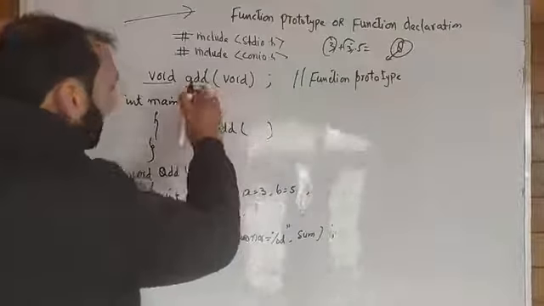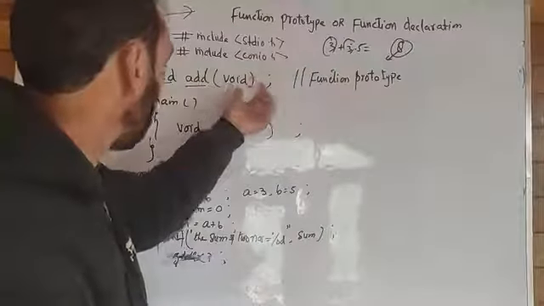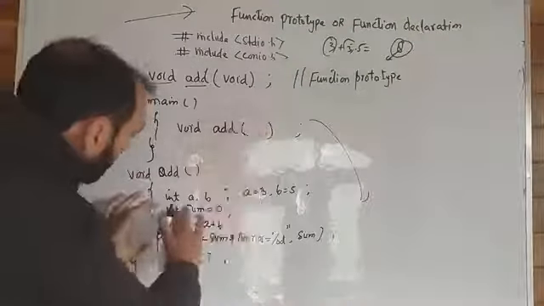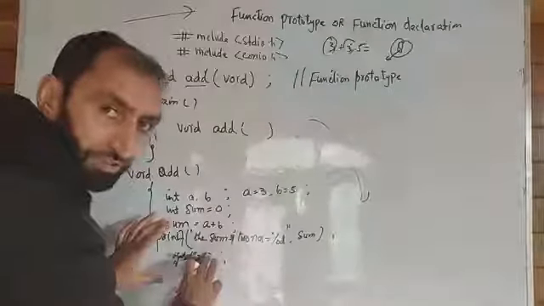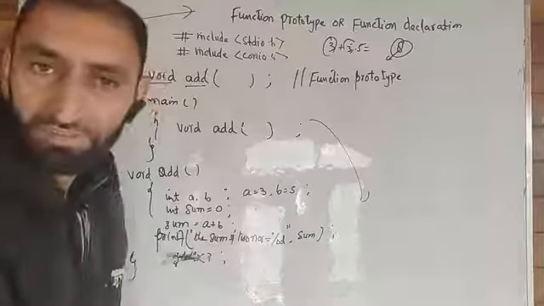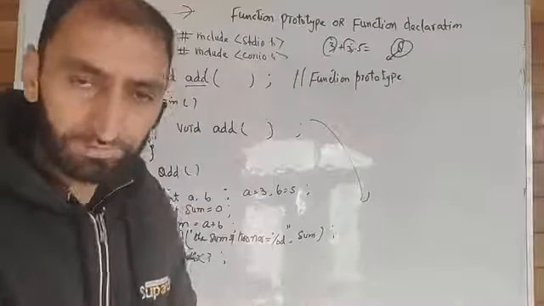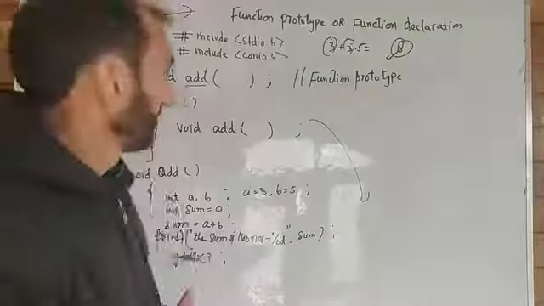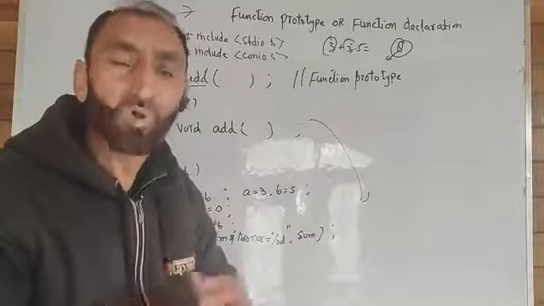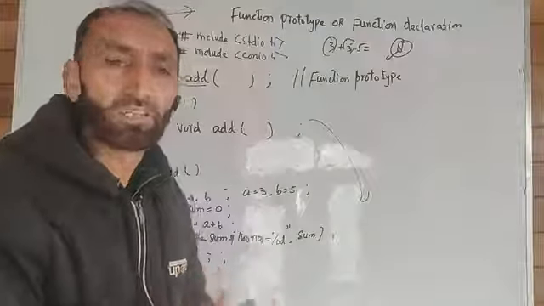After that, add. What is add? Add is the name of the function, a user defined function. Now add and void means the main function is going to pass nothing. Nothing is going to be passed. If I leave it empty, no error will be generated and the program will run, but it is good practice: when no arguments are going to be passed to the called function, it is good practice to write void here.